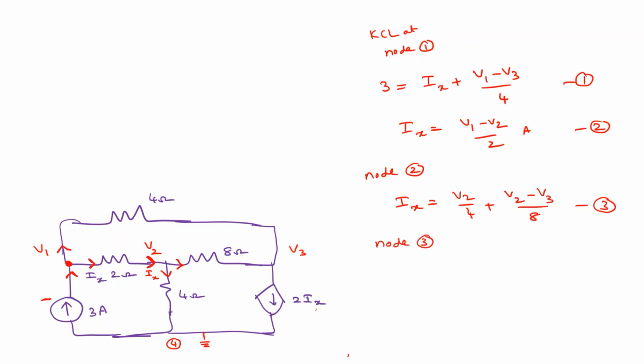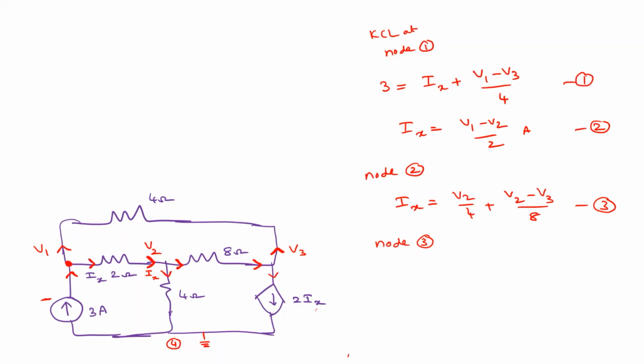So node 3. 2 Ix equals (V2 minus V3) upon 8 plus (V1 minus V3) upon 4. This is the outgoing current. Exactly correct. So this current V3 direction we already assumed, so I'm retaining the same thing. Right, now tell me what are the incoming currents?